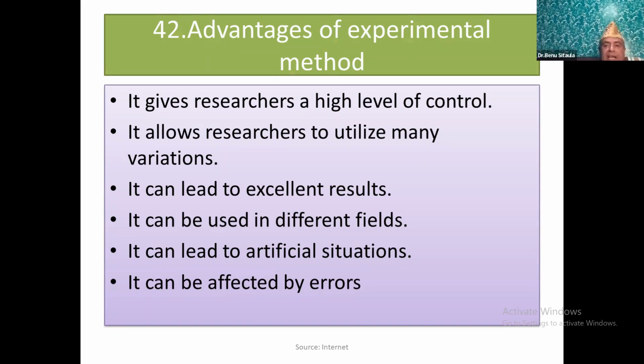Now, there are some advantages of the experimental method. It gives researchers a high level of control. It allows researchers to utilize many variations. It can lead to excellent results, and it can be used in different fields, in different sectors.